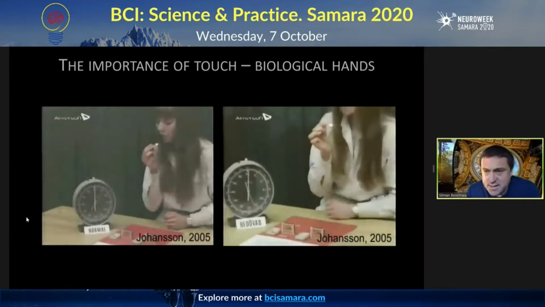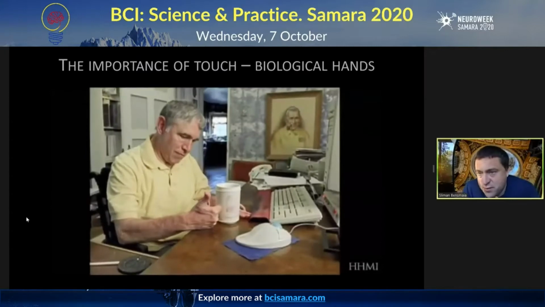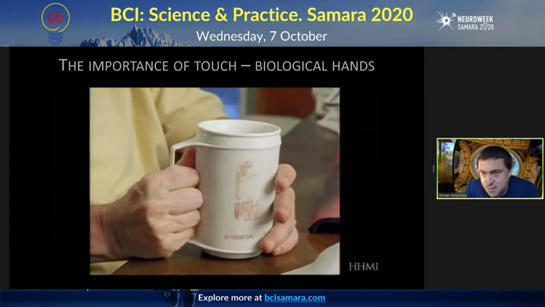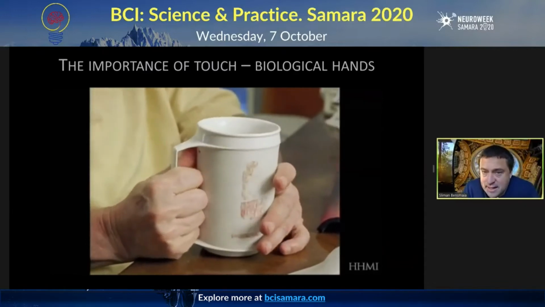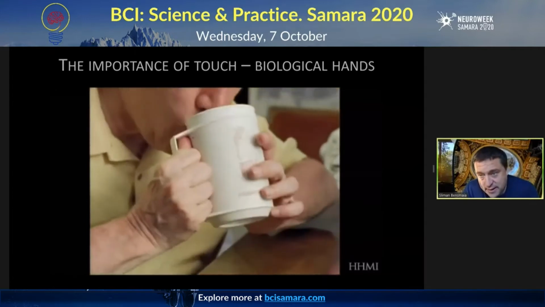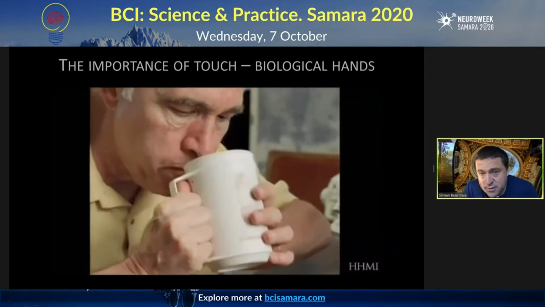And here's another case. This is an individual who suffers from a neuropathy that has destroyed his somatosensory system, or at least his somatosensory nerves. So he has an intact motor system, but he can't feel his body. He lacks the senses of touch and proprioception.